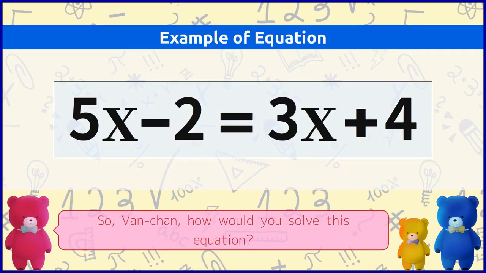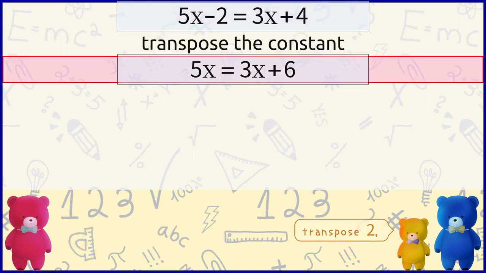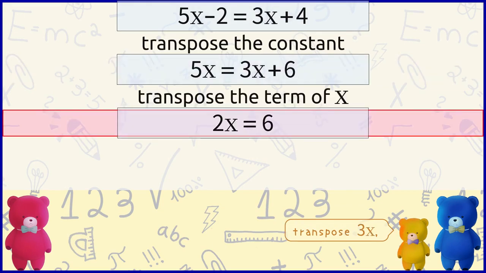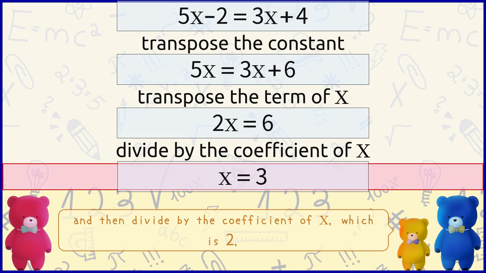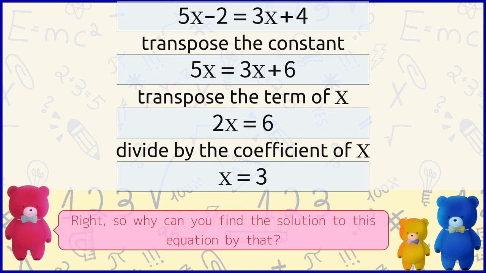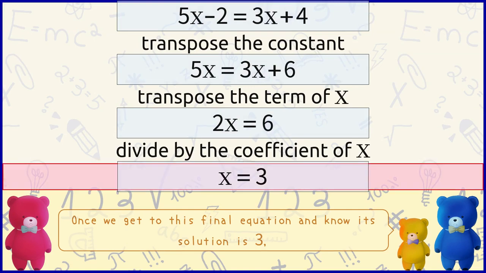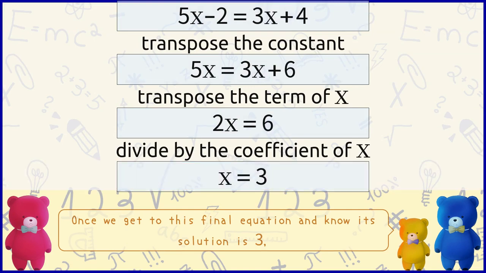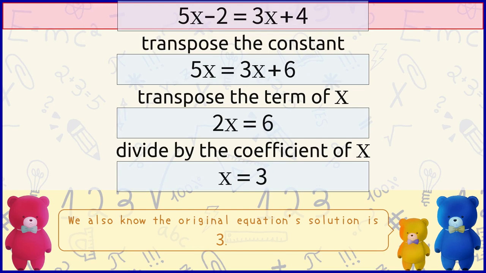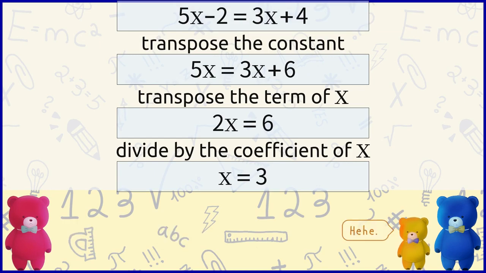So, Ben-chan, how would you solve this equation? On this expression, transpose 2, transpose 3x, and then divide by the coefficient of x, which is 2. And we'll get the value of x. Right, so why can you find the solution to this equation by that? Because all these equations, which have the same solution, are like shadow clones of Ninja. Once we get to this final equation and know its solution is 3, we also know the original equation's solution is 3. Exactly. You've got it.